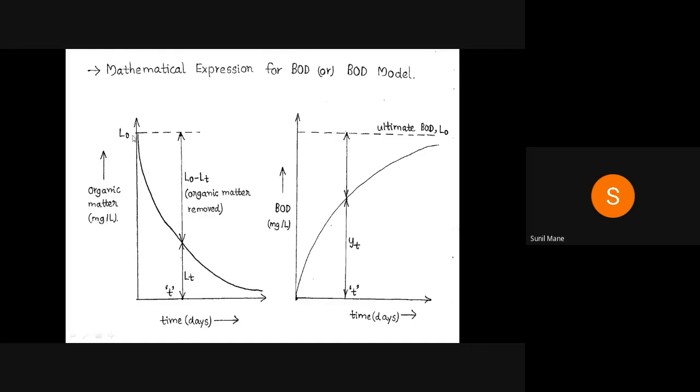Now, if you keep the sample as it is for incubation, then whatever organic matter is there would be consumed. So this is the consumption of the organic matter. During that process the organic matter would be consumed. Suppose this part is the end of the test.